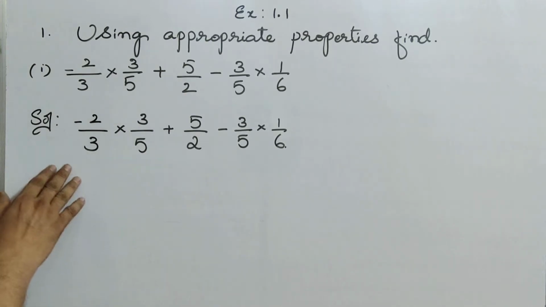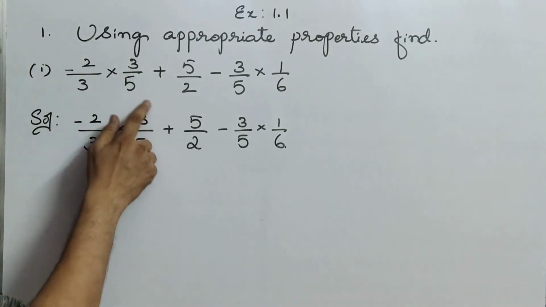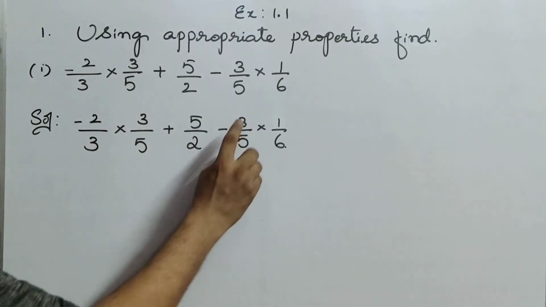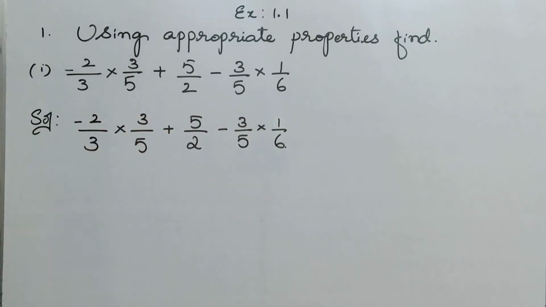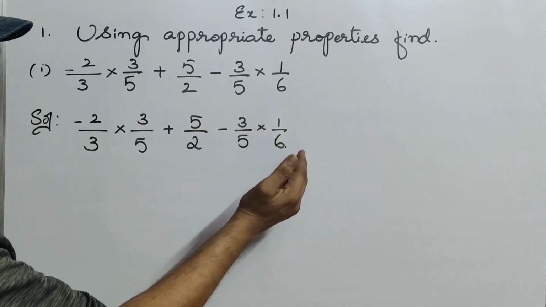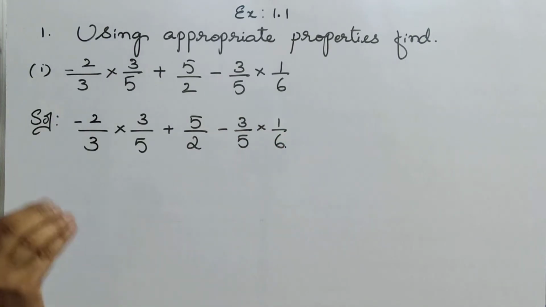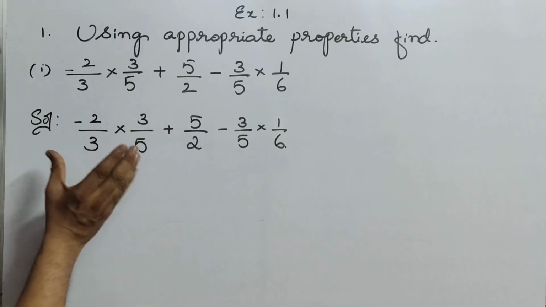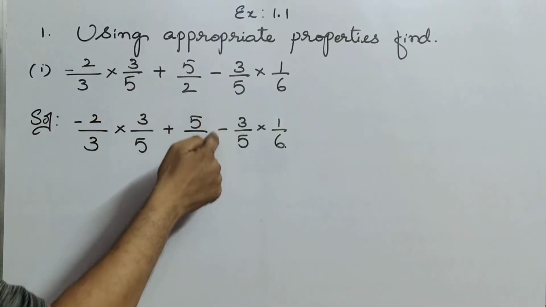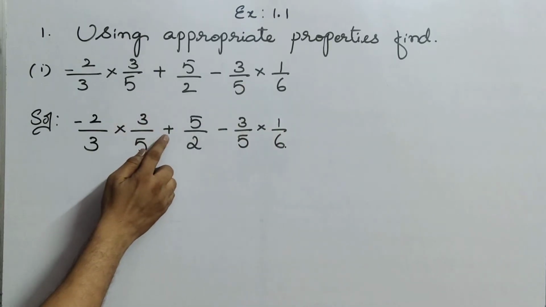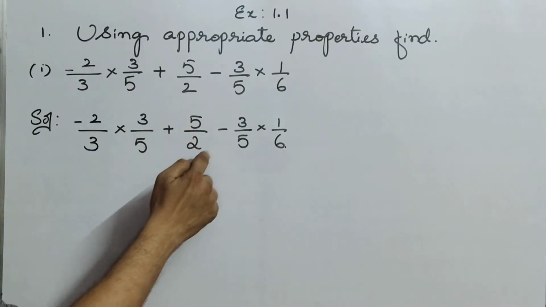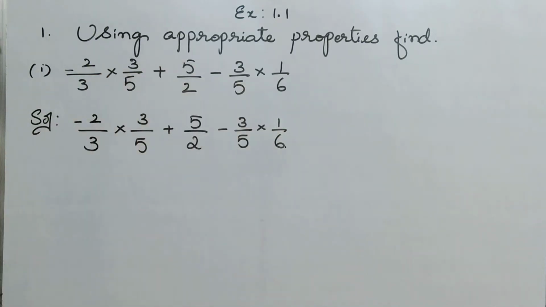Okay. Now if you clearly observe here in the question, 3 by 5 and 3 by 5 is there. Don't bother about the minus symbol. 3 by 5 is there. Here also 3 by 5. Okay. But here plus 5 by 2 minus 3 by 5 into 1 by 6. Listen very carefully, children. I am telling very slowly. This is one part. This is another part. This is another part. 3 parts are there. Why? Because plus will separate the terms. This is one term. This is another term. This is another term. Okay.